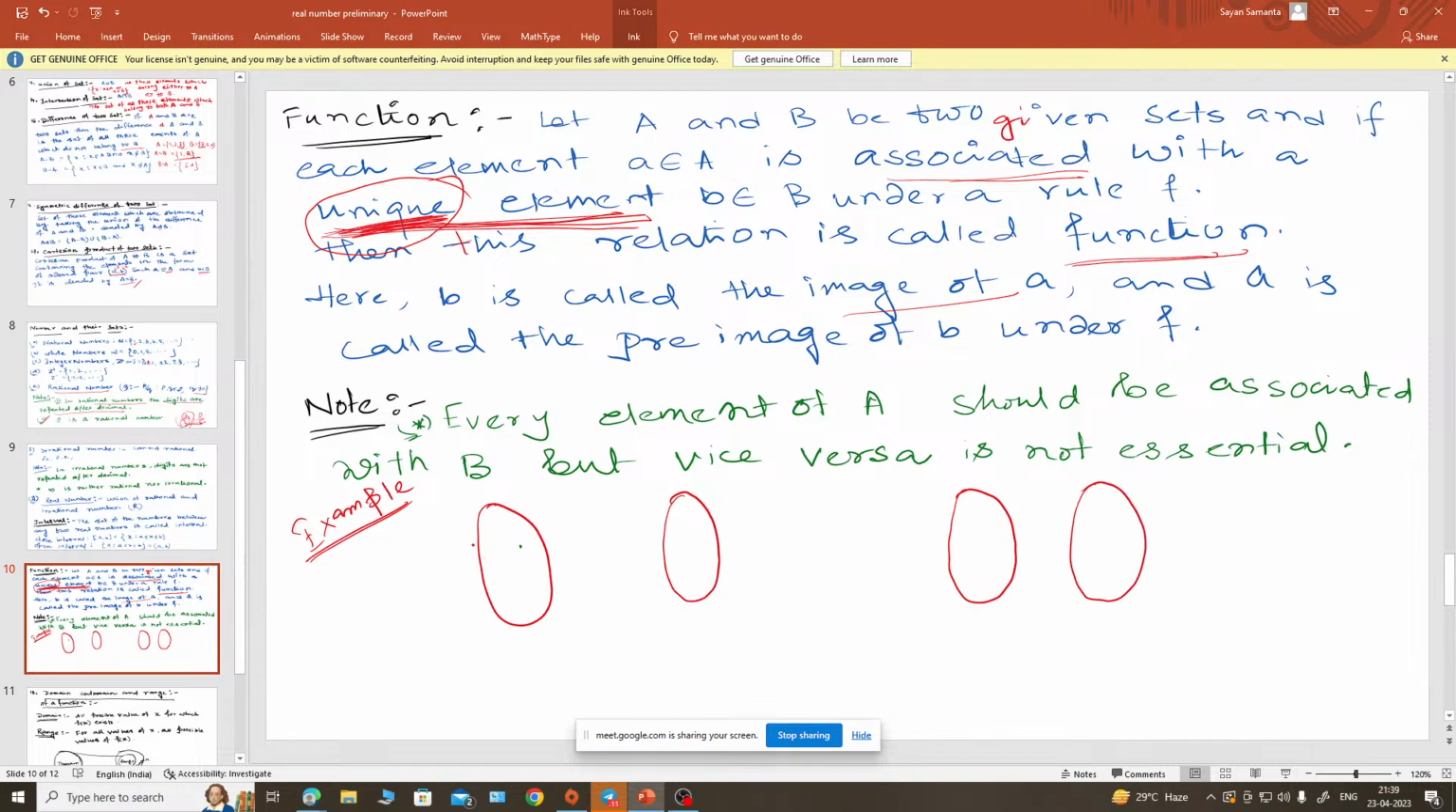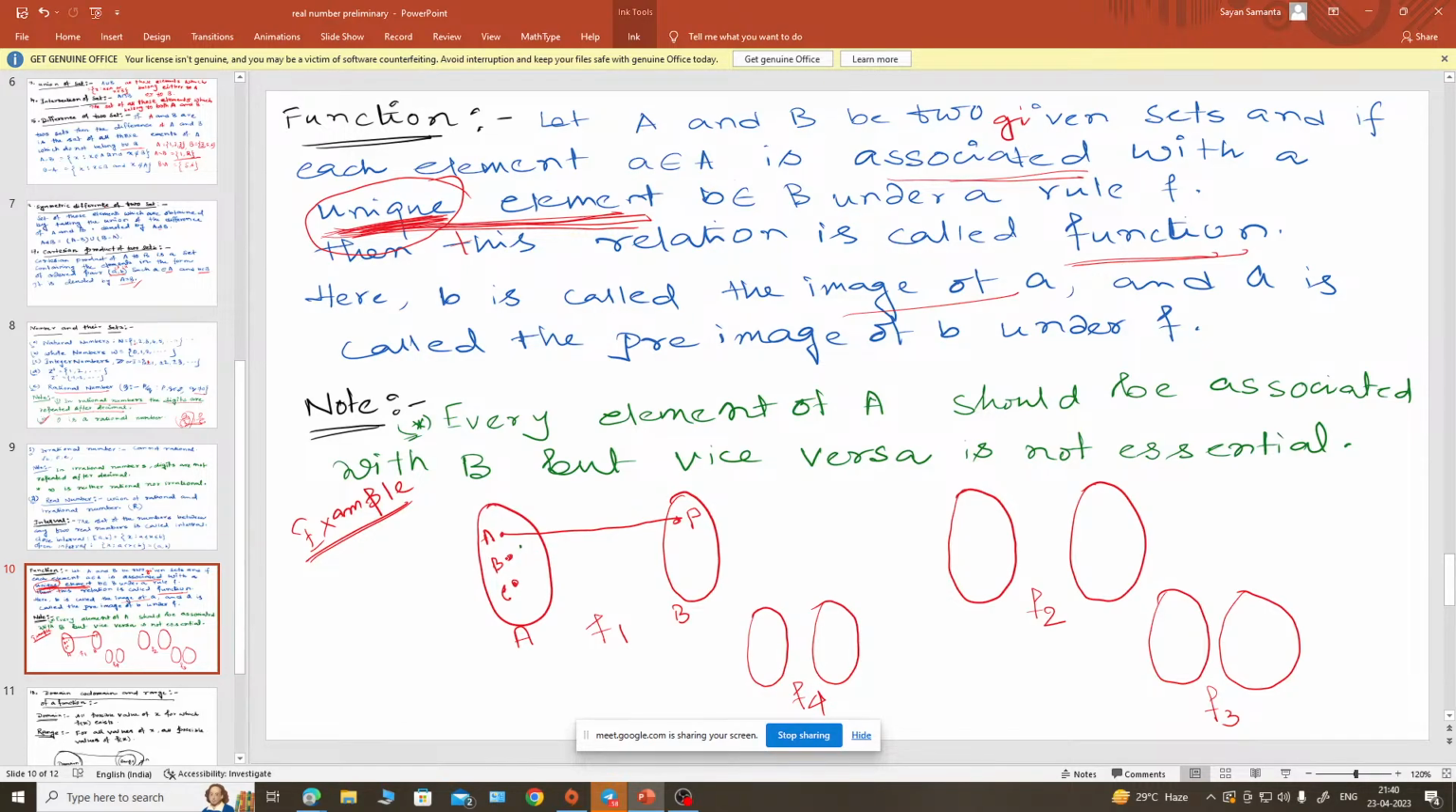This is figure 1, this is figure 2, this is figure 3, and this is figure 4. In the first figure, that is set A and that is set B, and here three elements exist: a, b and c. a maps to p, b maps to q, and c maps to r. This is the F1 type.